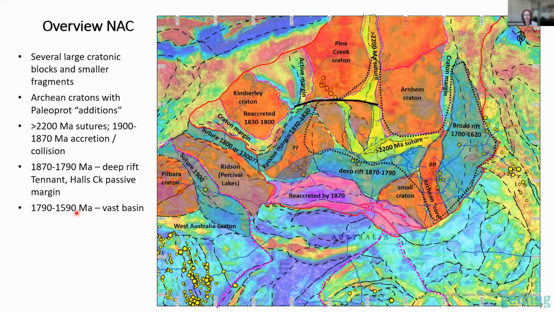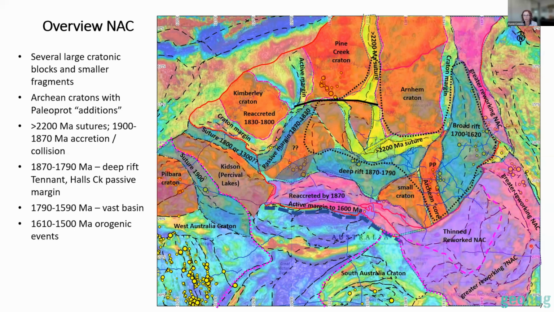So from 1790 to 1590, we have these vast basins forming over much of the North Australian Craton, MacArthur down through Mount Isa and out to the east, right to Georgetown and Etheridge province. And within that, I see a very broad, deep rift, focused around 1700 to 1620 here in the east. So we'll look at that in the seismic as well. Finally, we have the Isan orogeny and related events from about 1600, and that's the end of the active margin here in Central Australia as well.